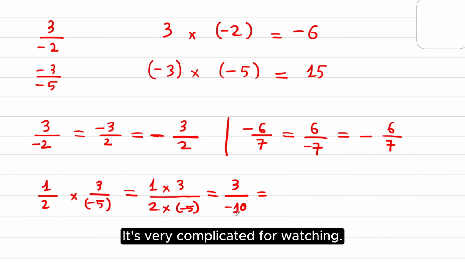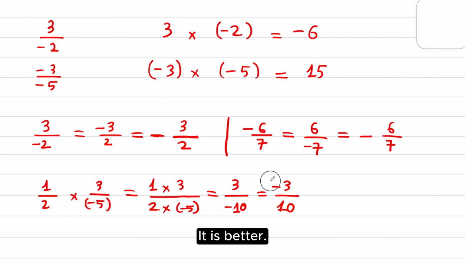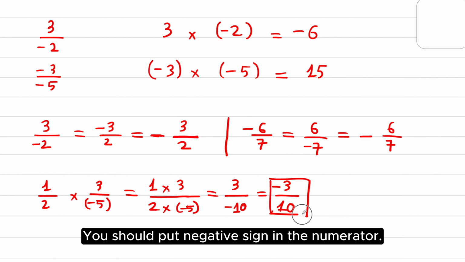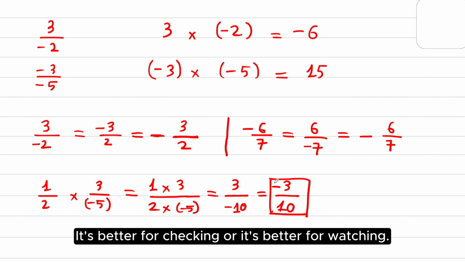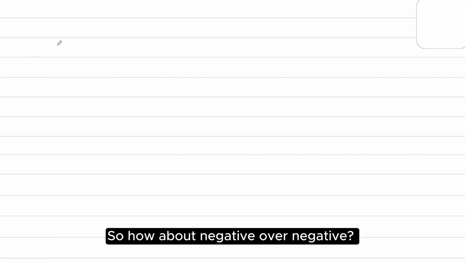For this result, you should not put the negative sign in the denominator. It's very complicated to look at. So I recommend that you write it like this. It is better. Yeah, you should put the negative sign in the numerator. It's better for checking, it is better for viewing. Yeah. So how about negative over negative?